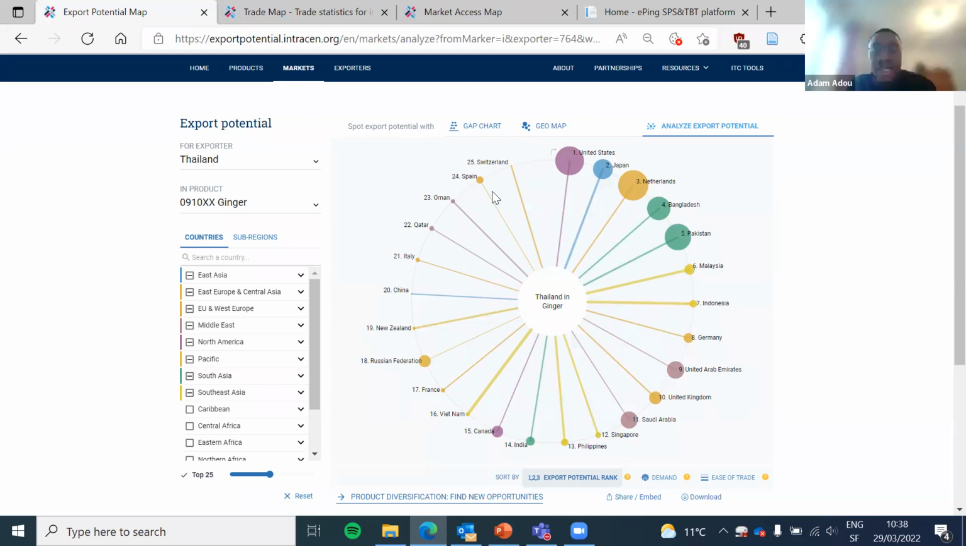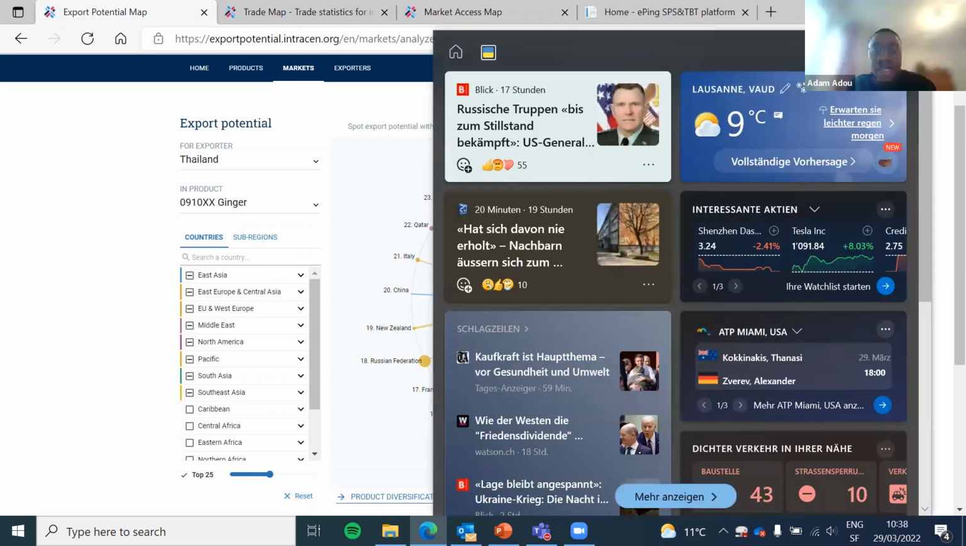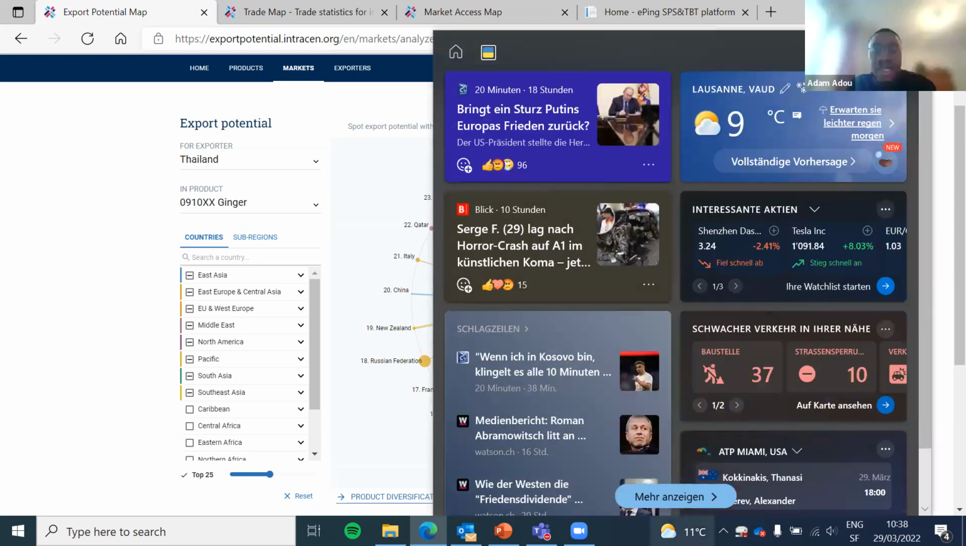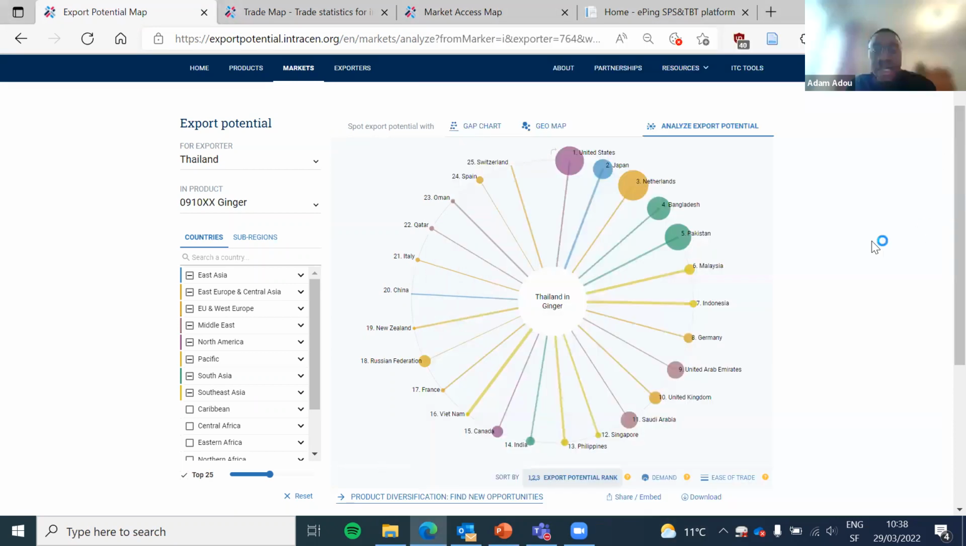Then you will have the bar. The thicker the bar, the easier the trade with the country of destination. So as you can see, with Pakistan or Malaysia, it's easier than with the Netherlands because the bar is thicker. So this is what you can see.